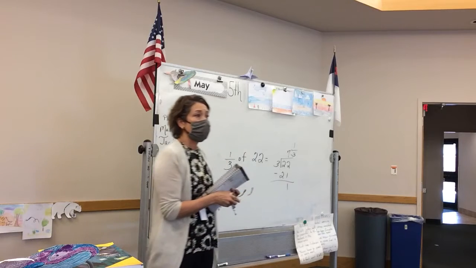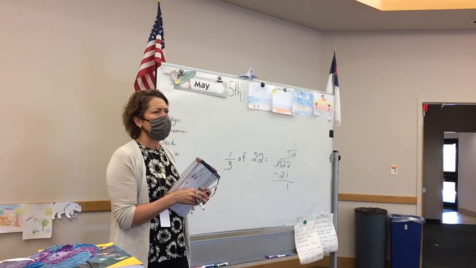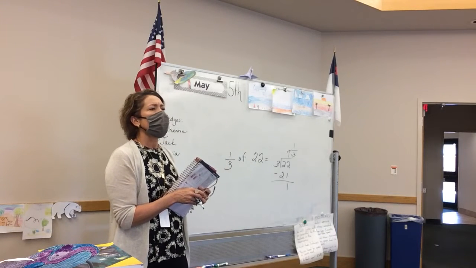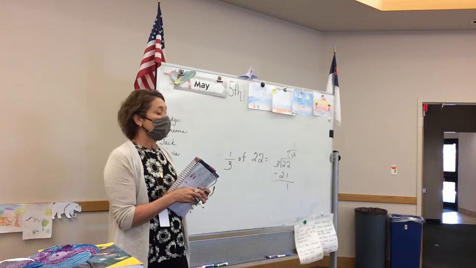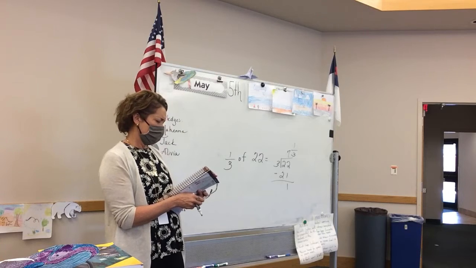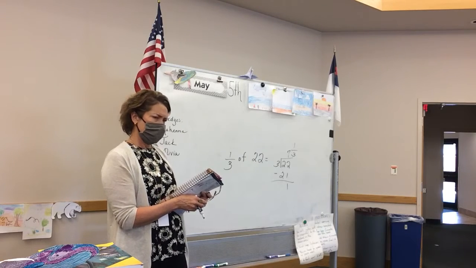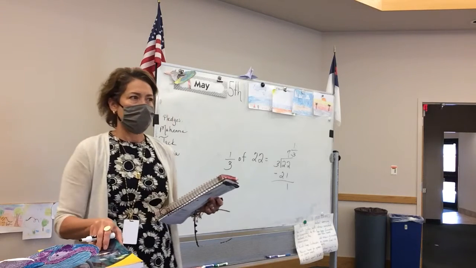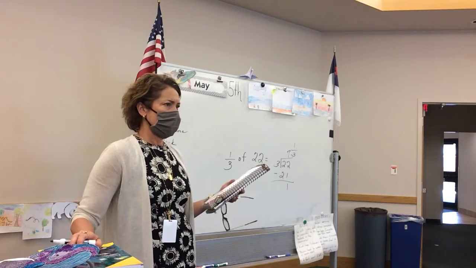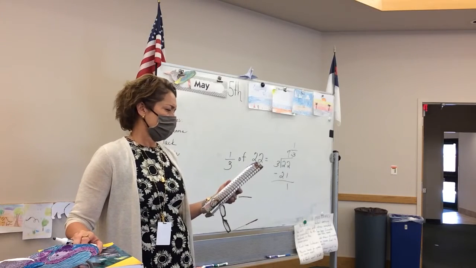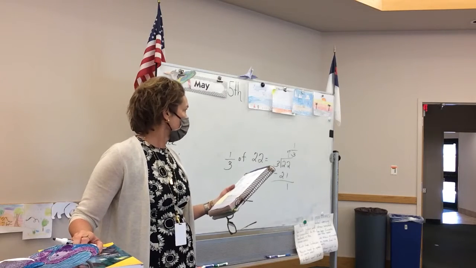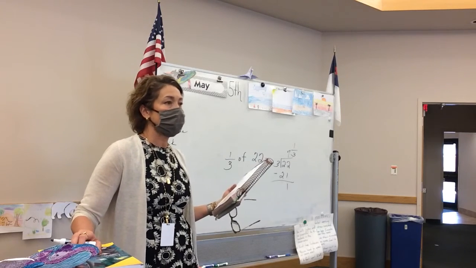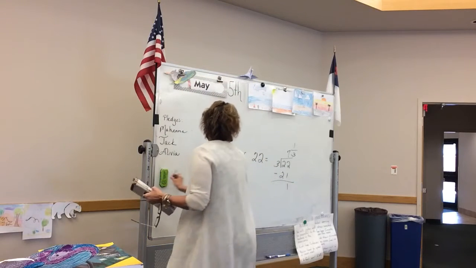It says 1/2 of 13, and then there's an equal sign with a line, and I think you're supposed to write something. That's the answer. 7 1/3. Okay. That is the answer.